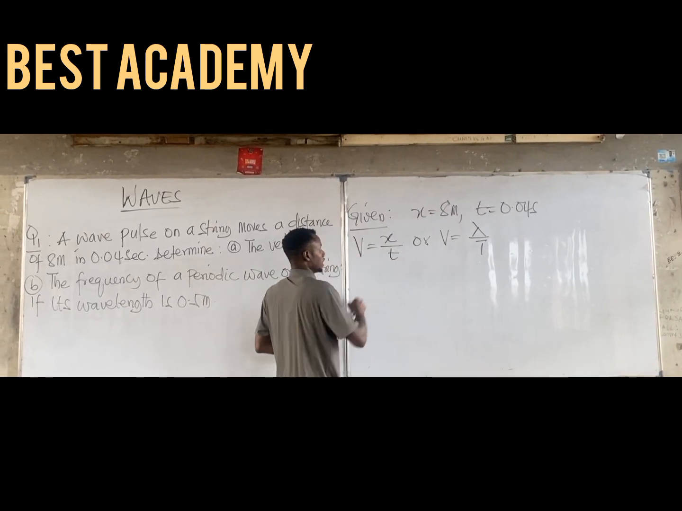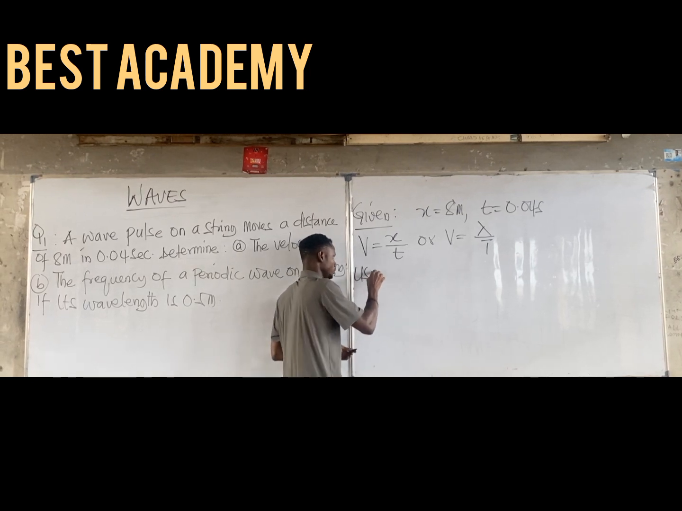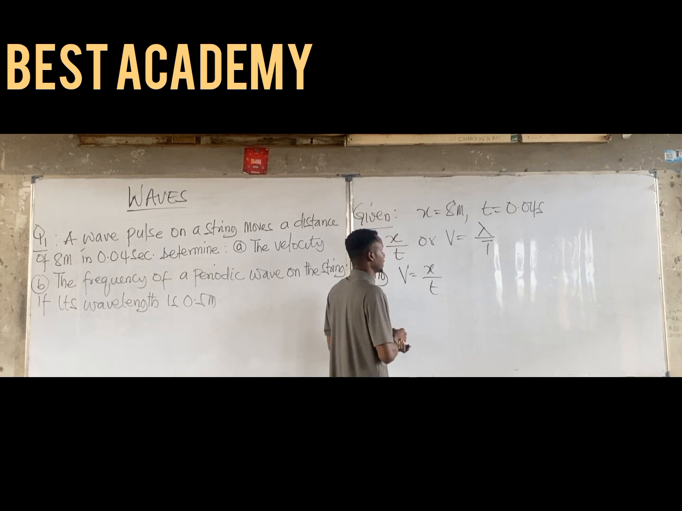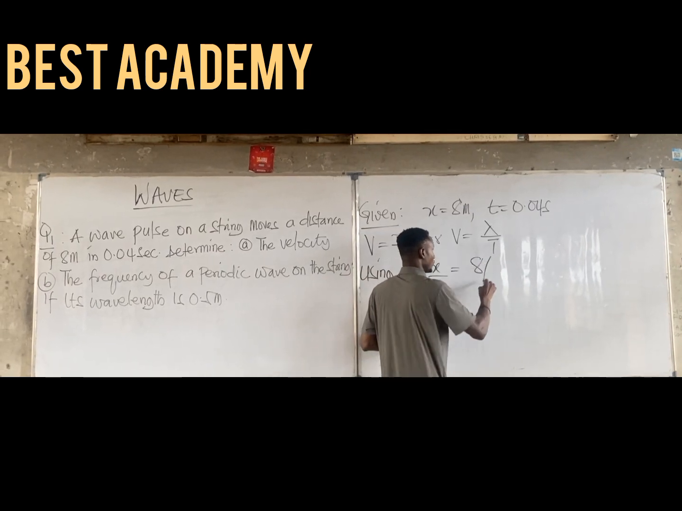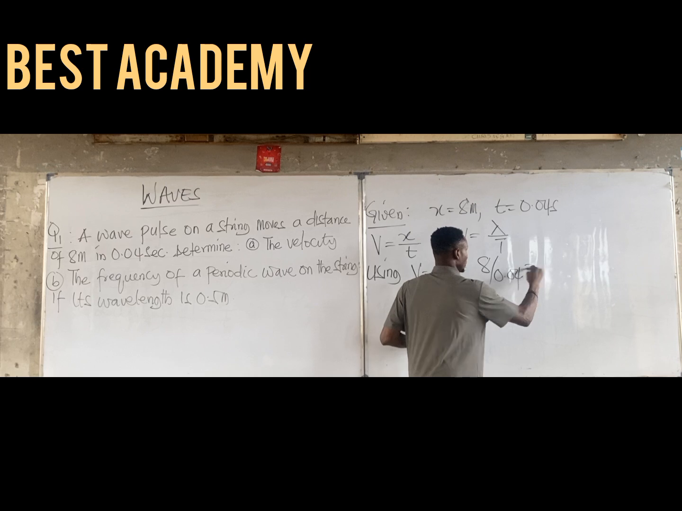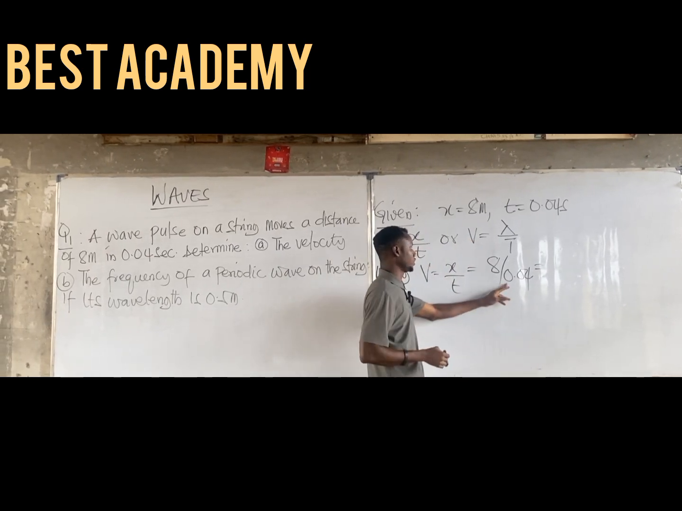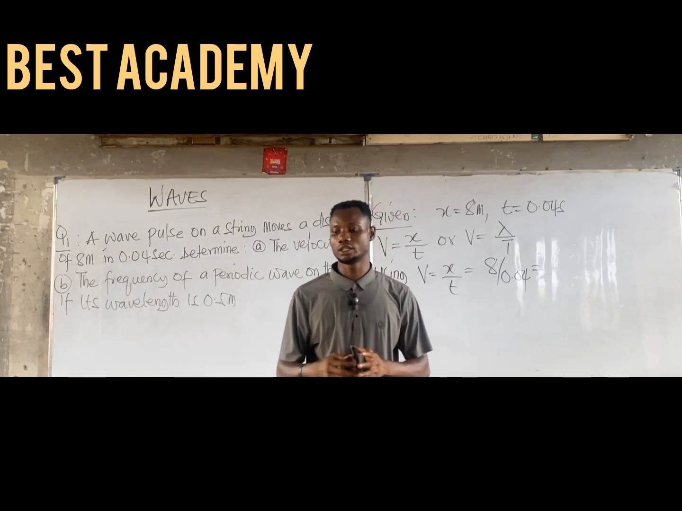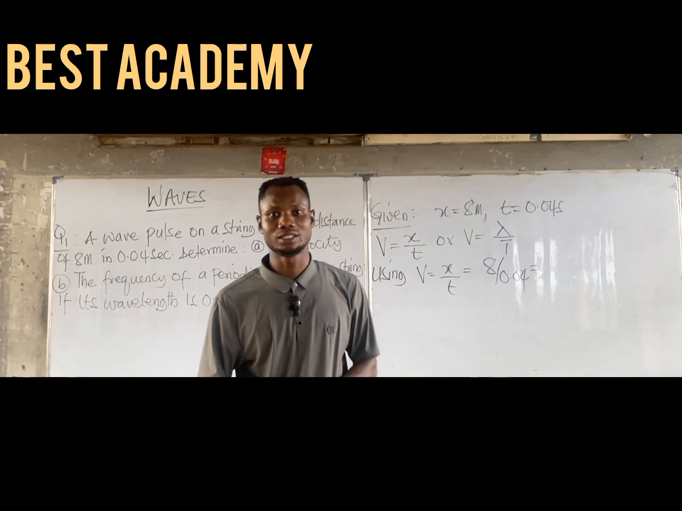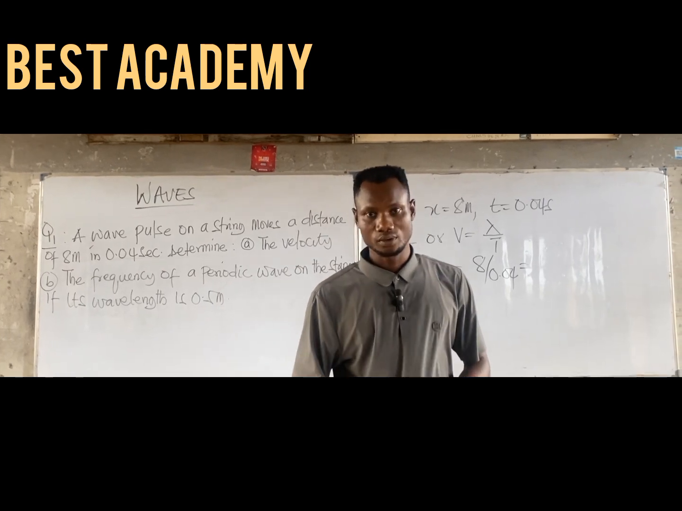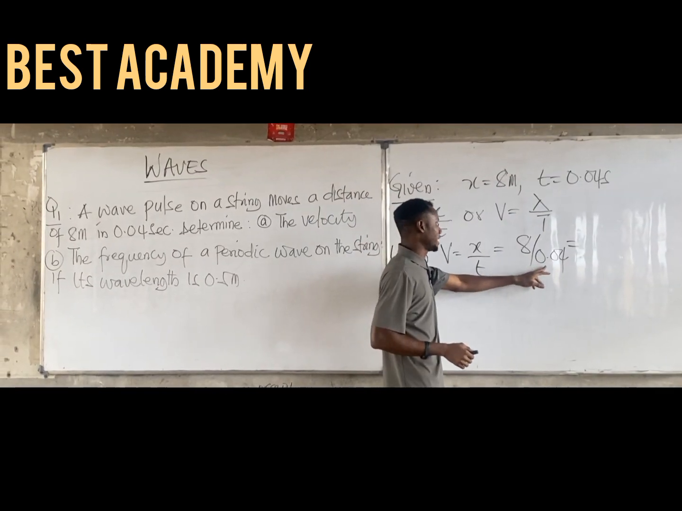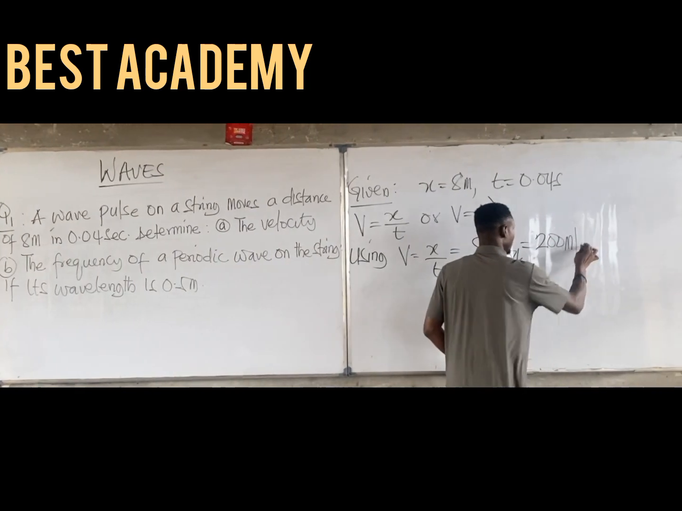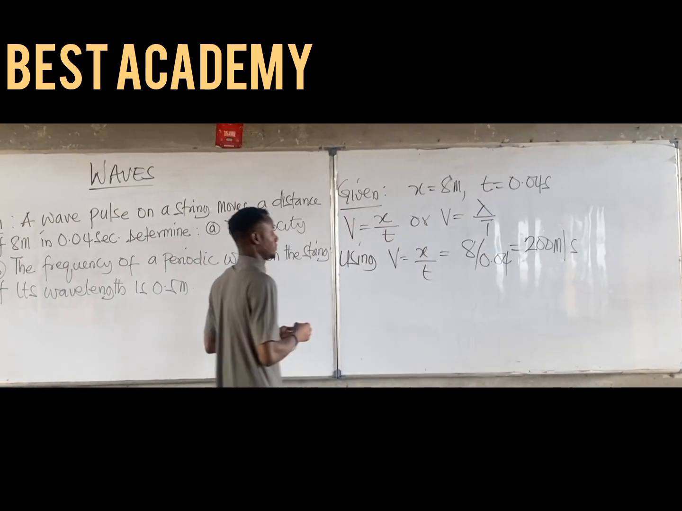So using this formula here, v equal to s over t, let's replace the given parameters here. This will equal 8 over 0.04. Okay. Now punch your calculator: 8 divided by 0.04. So here, 8 divided by 0.04 will give us 200 in what? Meter per second, of course. Now, this is the first question here.